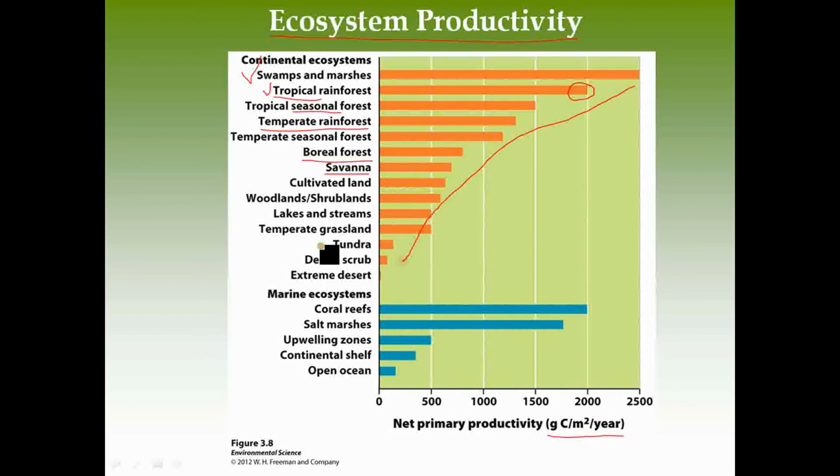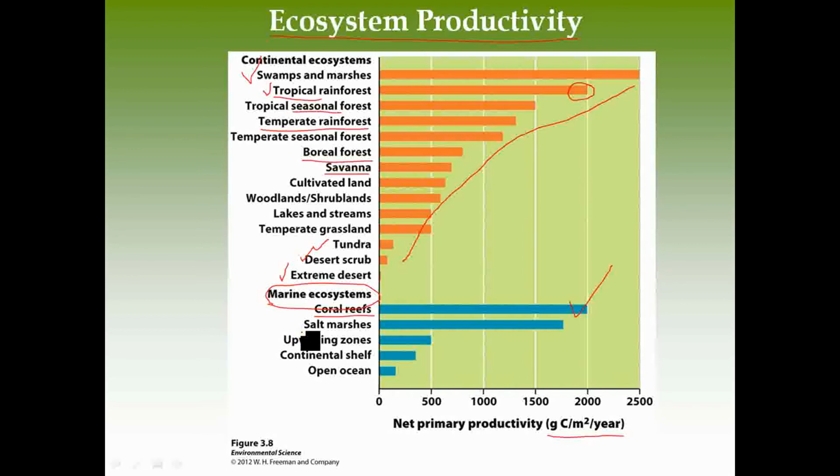And it should not surprise you that tundras and deserts don't have very much productivity. Now let's take a look at marine ecosystems, and the coral reef leads the way. And now you know why we care so much about protecting them. We're trying to protect the NPP. We're trying to protect the amount of glucose that's being made in the coral reefs.